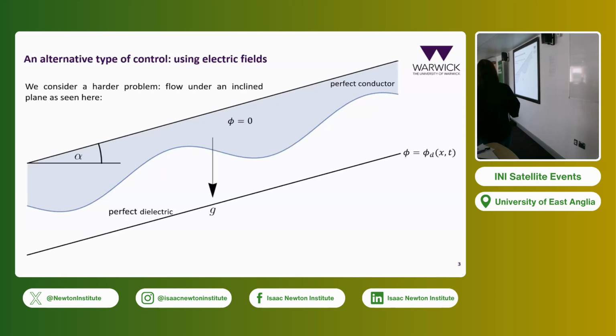And to control it, or even to model it, we're going to assume that there's a wall on the other side, which is a perfect dielectric, and where we can impose an electric field with voltage phi d of x of space and time, and the liquid is a perfect conductor.